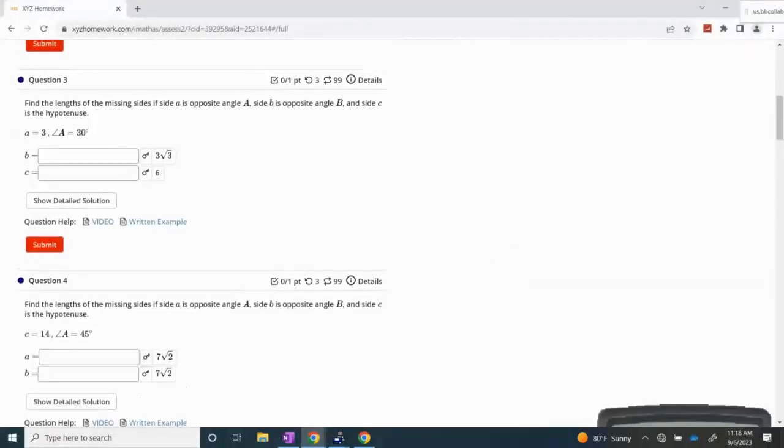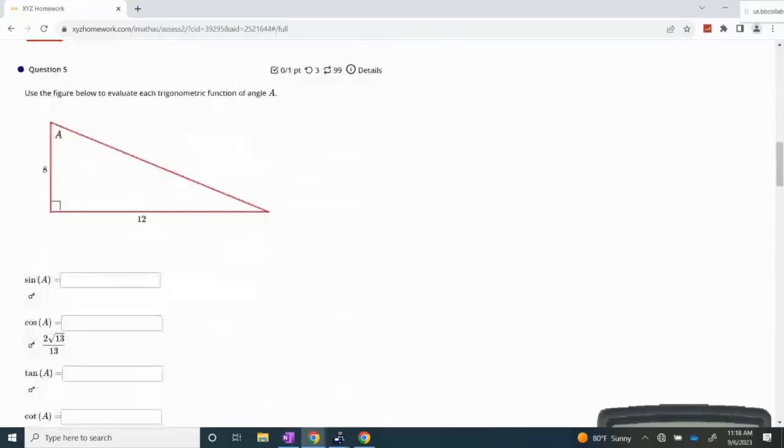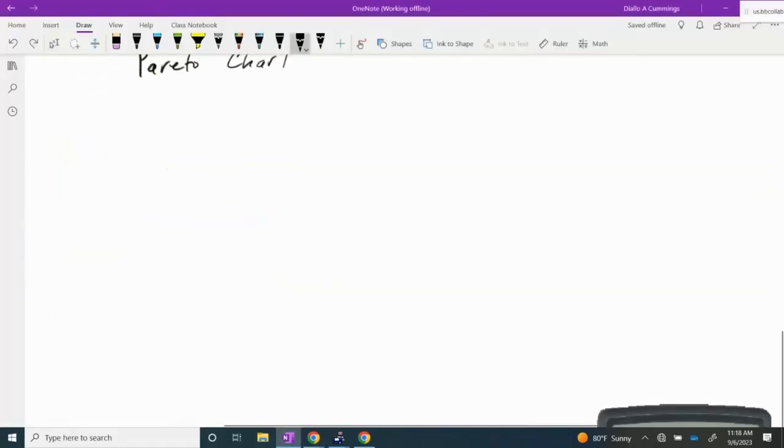But in this last section, our triangles, for example, number 5, it's not on an x and a y axis. Okay, it's just sort of hanging out in space. If you're dealing with right triangles that are not in an x and a y axis, here are the 6 trig functions.